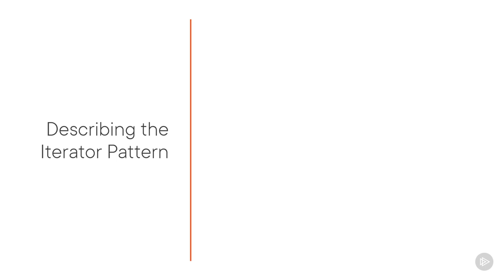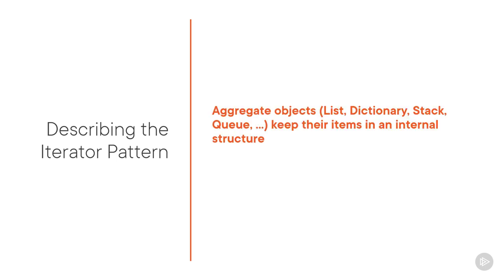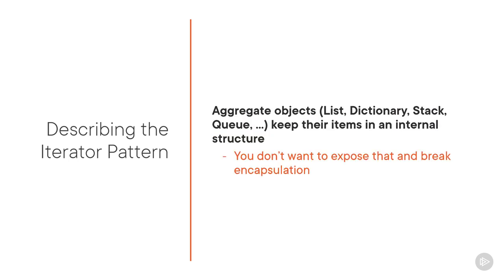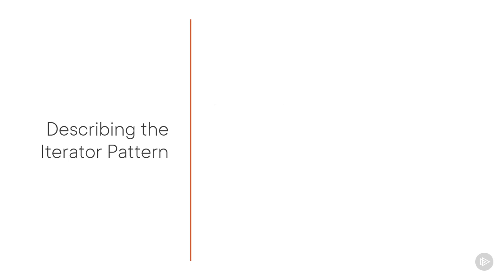And let's continue with that list example. A list is an aggregate object which aggregates a set of variables, potentially other objects. Lists, but also other aggregate objects like collections, dictionaries, stacks, queues, and so on, keep their items in an internal structure. You don't want to expose this internal structure to avoid it being tampered with in unintended ways.